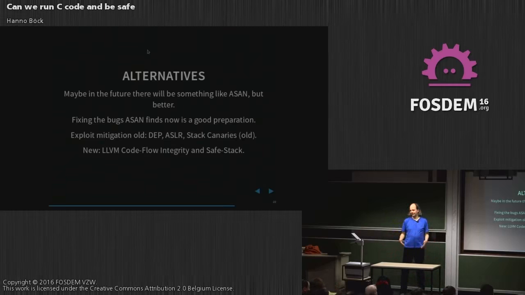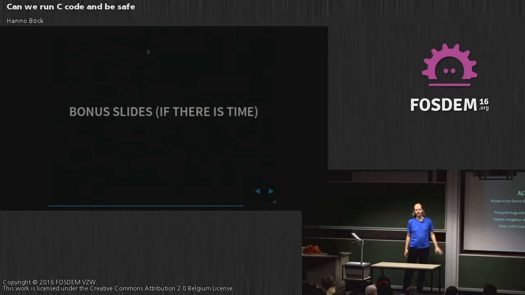And the other thing that exists is various exploit mitigation techniques. I find it very unfortunate that ASLR is still pretty much not enabled on common Linux distributions. There's some interesting work on new exploit mitigation techniques. LLVM now has control flow integrity and safe stack features, which, if you want to use something for production right now, are probably more interesting.